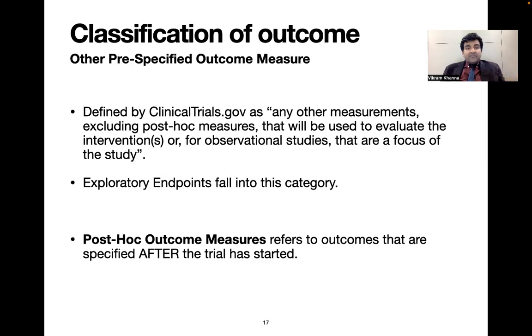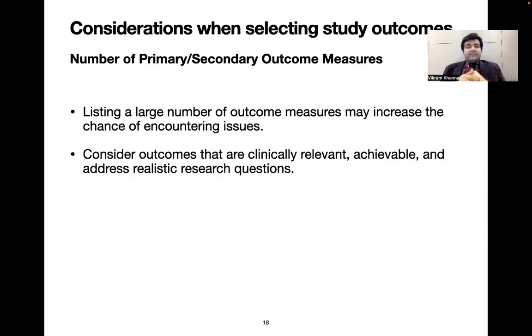Other pre-specified outcome measures are defined as any other methods, excluding the post-hoc measures, that will be used to evaluate interventions or for observational studies that are a focus of the study. Exploratory endpoints fall into this category. Now, the post-hoc measures are the ones which have been specified after the trial has started. That is, during the course of the study, we find that some interesting development has been taking place. Then we have to include it in the study.